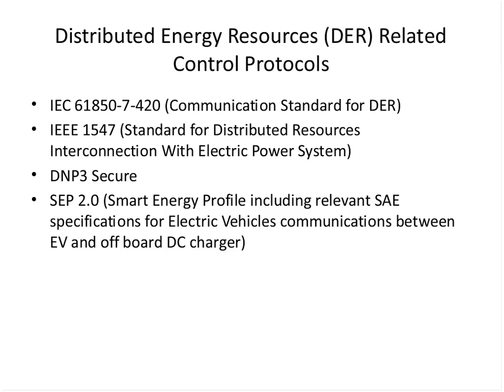For DER, again, 61850 has a 7-420, very important standard. Then you have IEEE 1547. That is the interconnect standard for how the distributed resources connect with the electric power system. And then DNP3 Secure also has some features for things like inverters and for wind. And then you have SEP 2.0, and specs from the Society of Automotive Engineers for everything from the physical connector, J1772, to J2836 and J2847, and on and on and on, that involve the communication between the electric vehicle and the off-board DC charger.